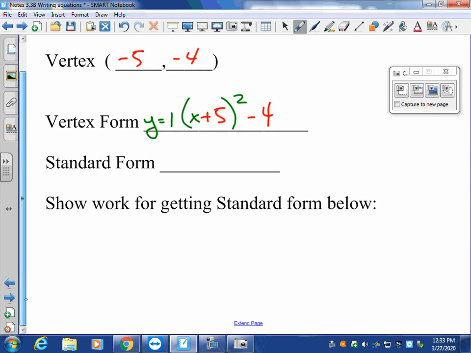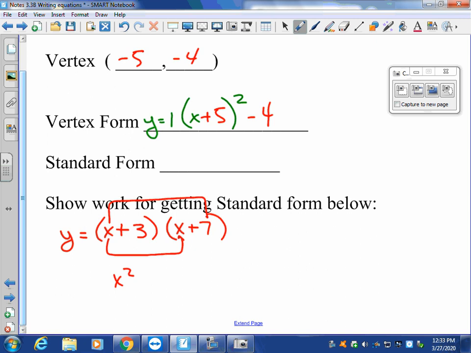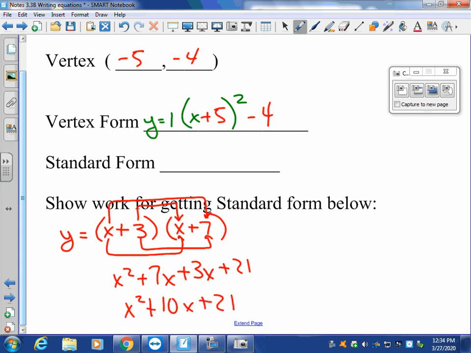Then let's take the problem up top. Since the 1 doesn't have anything to do with it, we're just going to FOIL it out and be done. x times x is x squared. x times the outer 7 is 7x. The inner x times 3 is 3x. 3 times 7 for last is 21. So my answer is x squared plus 10x plus 21, because you're going to add these two like terms together because they're both x terms.